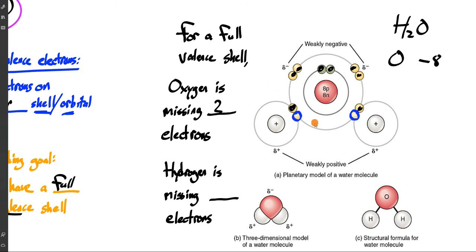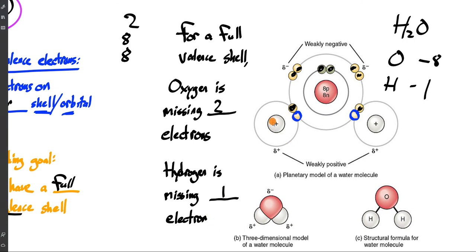And in this picture, it's already full because this is an already built water molecule. Hydrogen is atomic number 1. It's 1 proton and 1 electron. And the first valence shell is 2. Remember, it was 2, 8, 8. So the first valence shell is 2. So to get up to 2 from 1, it's missing 1 electron.